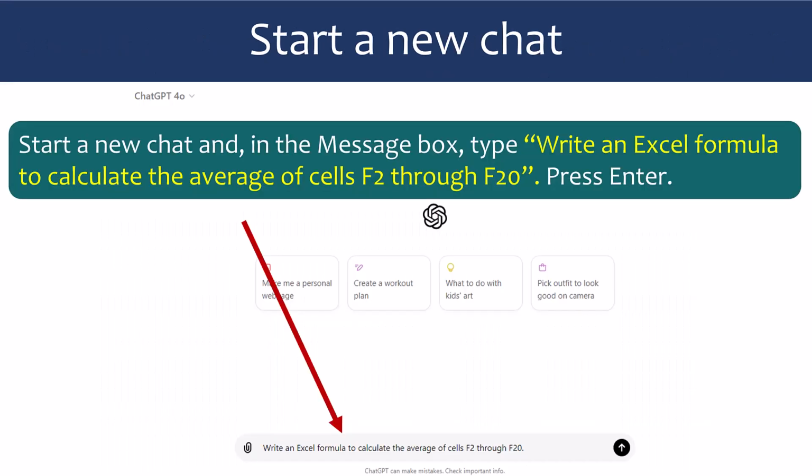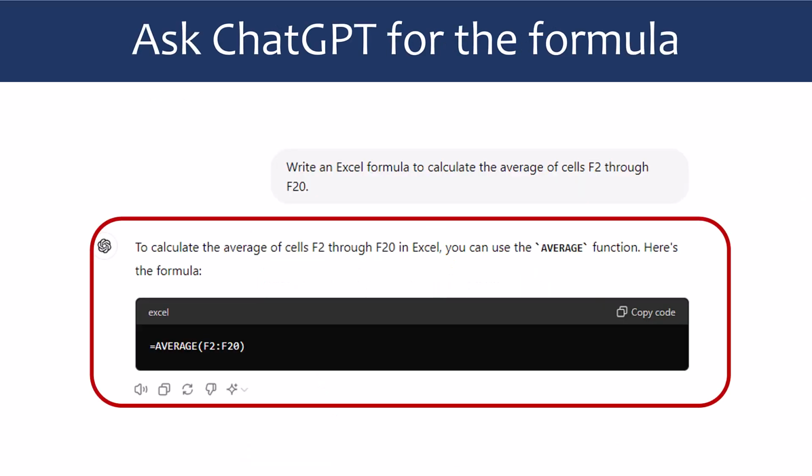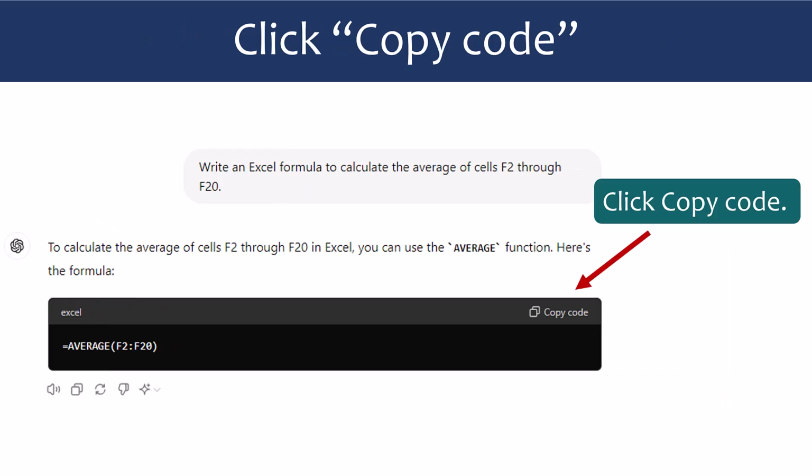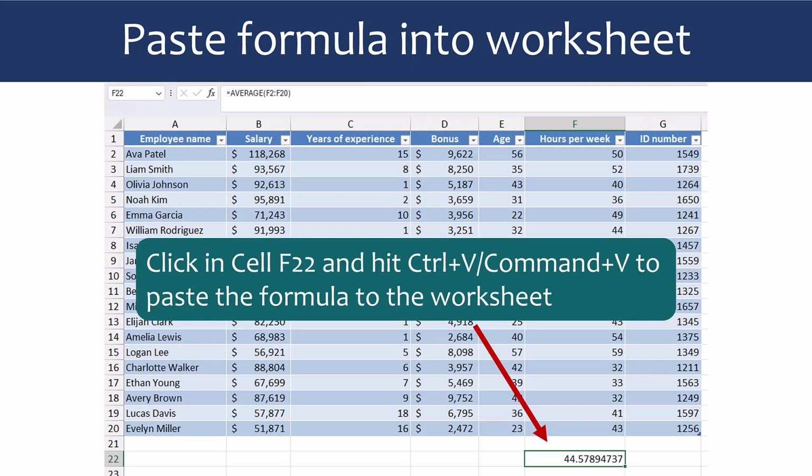First, we will ask for the formula in the current worksheet, and then we will ask GPT to update the formula so it works in another worksheet. Start a new chat, and in the message box, type "Write an Excel formula to calculate the average of cells F2 through F20." Press Enter. ChatGPT gives the formula =AVERAGE(F2:F20). To copy the formula, click Copy Code. Click in cell F22 and hit Control-V, or Command-V on a Mac, to paste the formula to the worksheet.